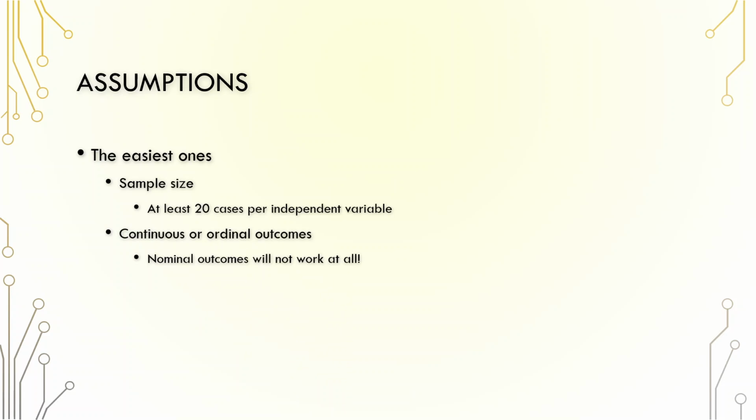The second one, we've already mentioned before: with this type of regression, you have to have continuous or ordinal outcomes, your dependent variable. We can't use nominal variables as our dependent variable at all. In that case, we need to use a different type of analysis.